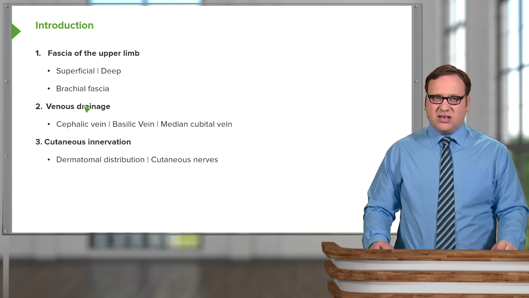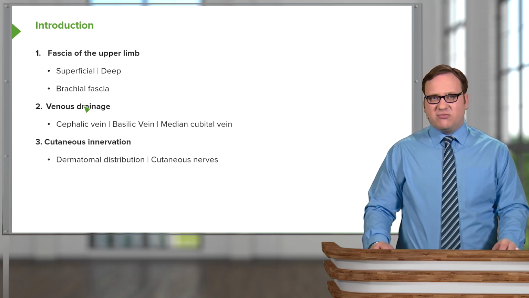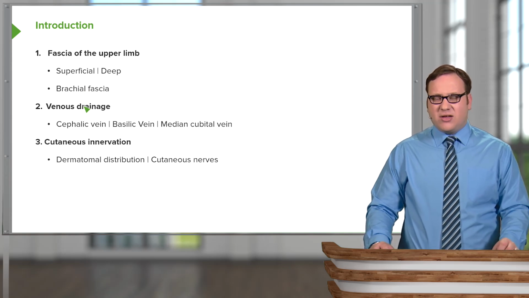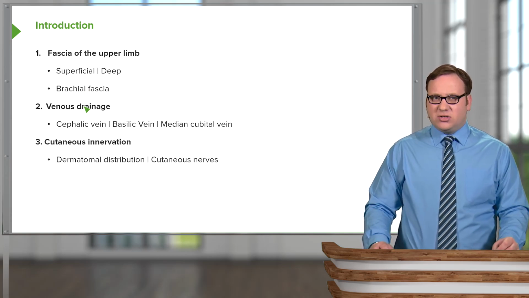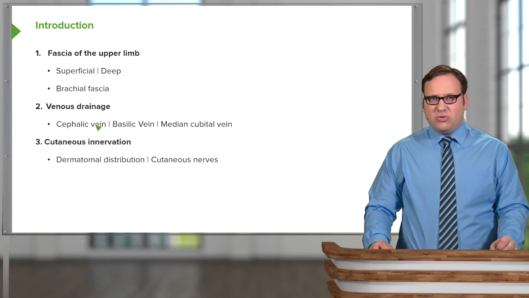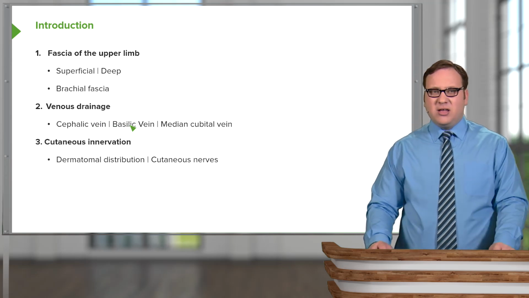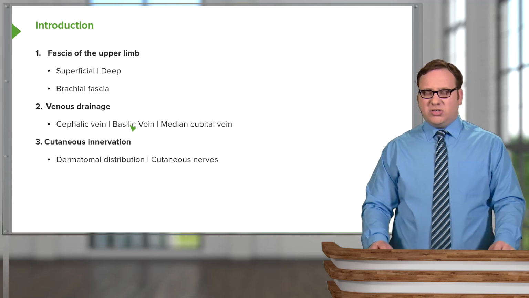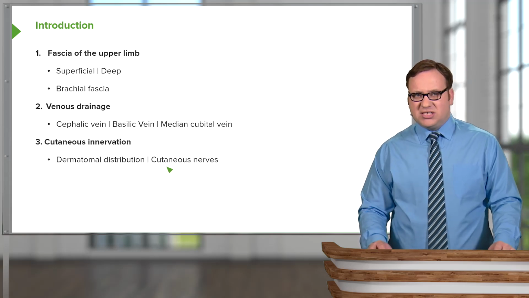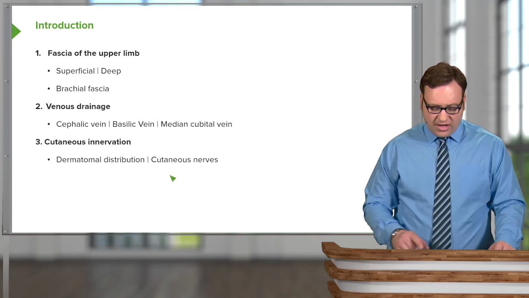We'll then look at the venous drainage. We'll look at the cephalic vein, the basilic vein, and how they run into the axillary vein, and we'll also look at a communication between the two known as the median cubital vein. We'll then look at the cutaneous innervation of the upper limb, we'll look at the dermatomal distribution, and then we'll move on to some specific cutaneous nerves.